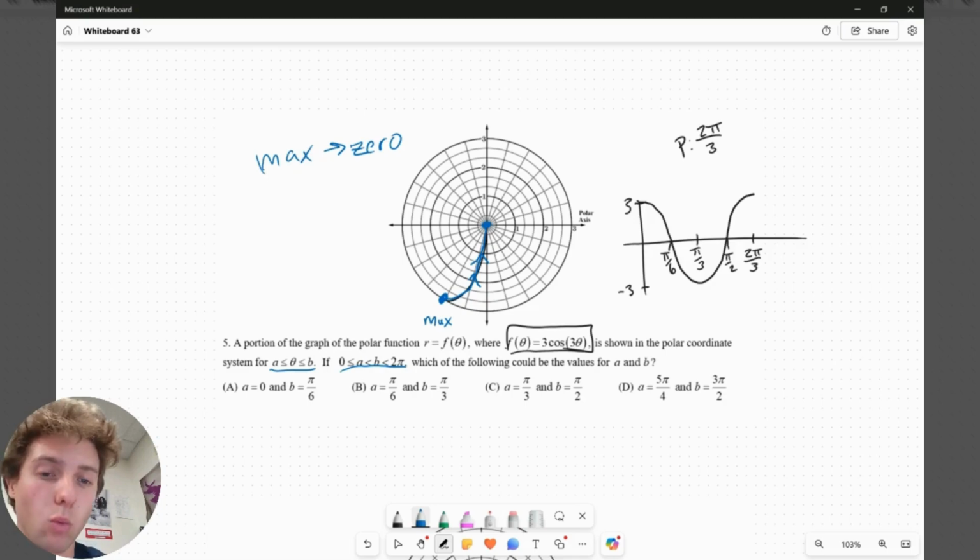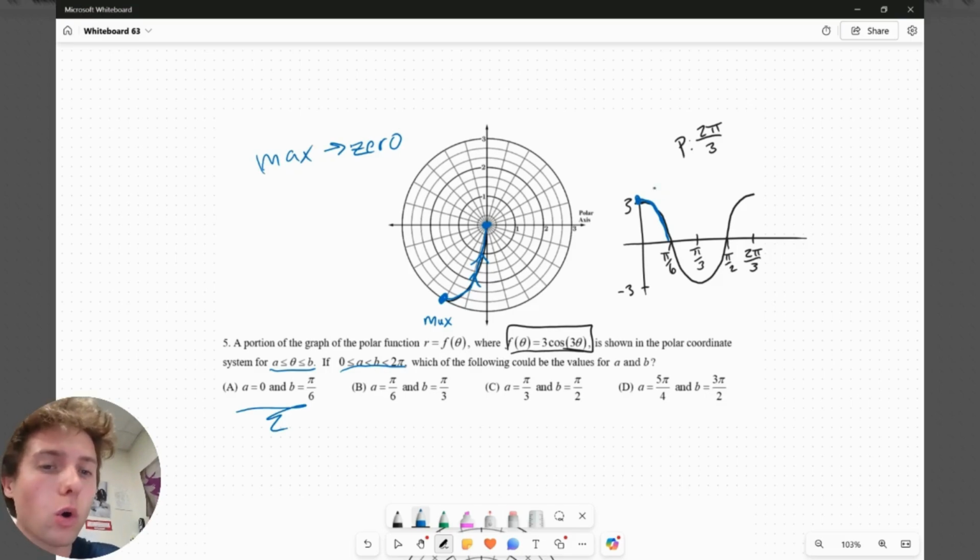Okay, well, how does that work? Well, look at our function. Let's see if we can go from a maximum to a 0. Well, this is max to 0 from 0 to pi/6. So does answer A actually work? Well, no, because let's think about some coordinates.